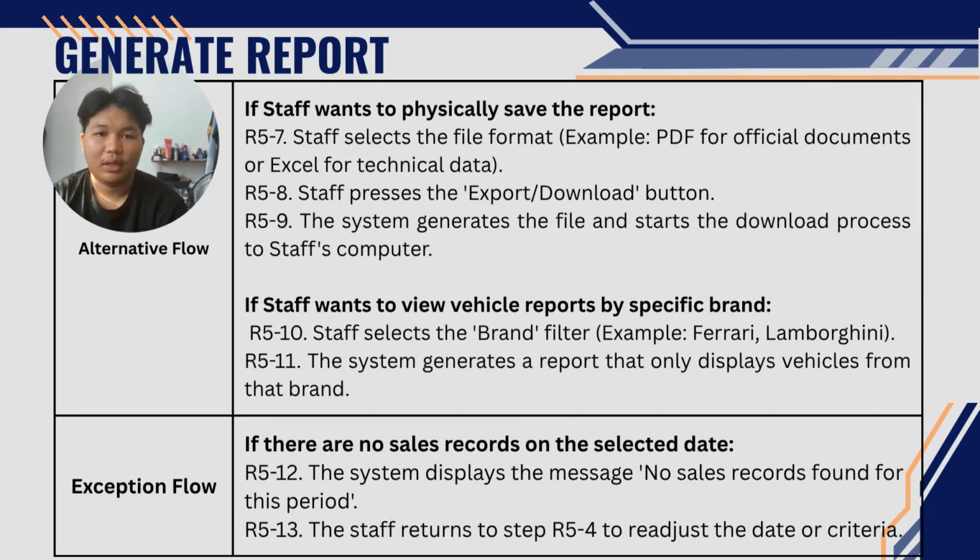Alternative flow, exporting and advanced filtering. Our system also offers flexibility through alternative flows. Exporting data: if a physical copy is needed, staff can select a file format such as PDF for official documentation or Excel for technical data analysis and download it directly. Brand-specific reports: staff can filter the report by specific luxury brands such as Ferrari or Lamborghini.